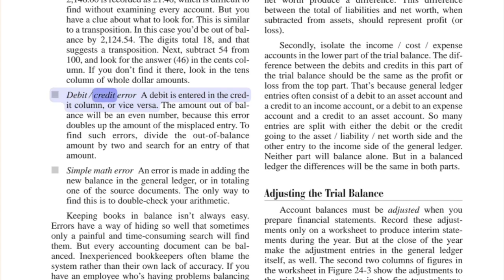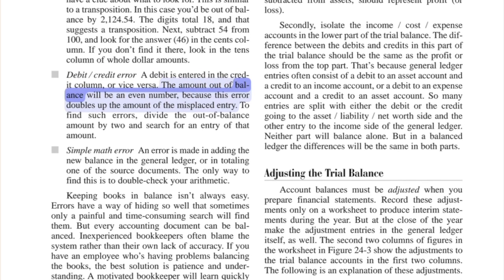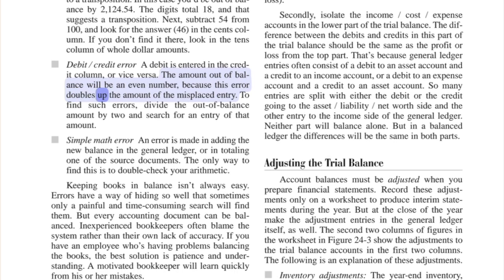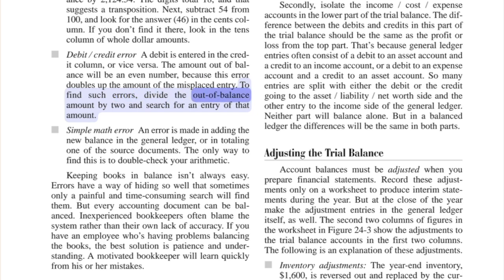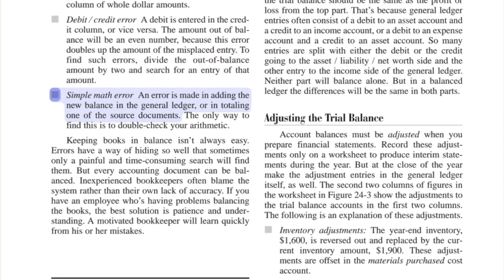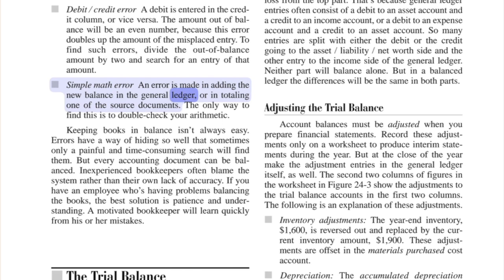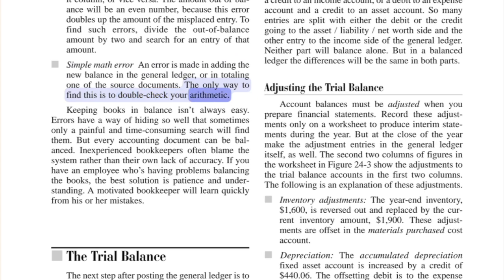A debit-credit error: a debit is entered in the credit column, or vice versa. The amount out of balance will be an even number because this error doubles up the amount of the misplaced entry. To find such errors, divide the out of balance amount by 2 and search for an entry of that amount. A simple math error: an error is made in adding the new balance in the general ledger or in totaling one of the source documents. The only way to find this is to double check your arithmetic.